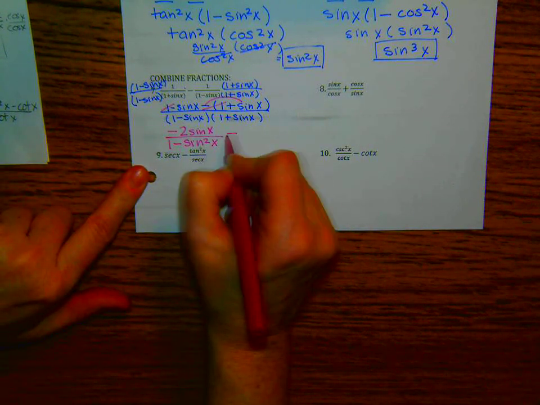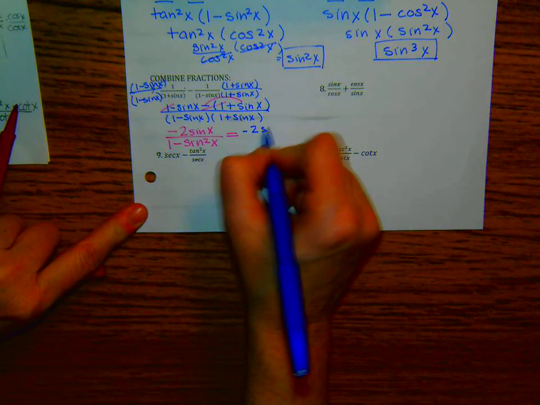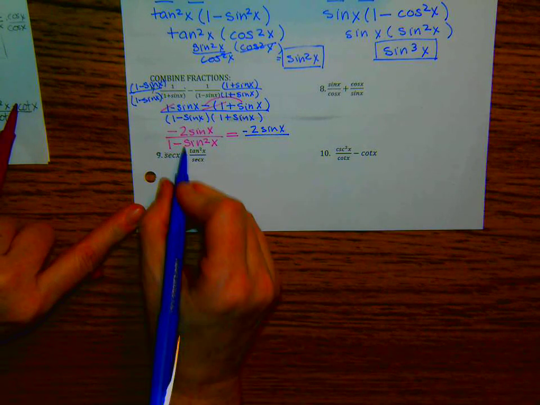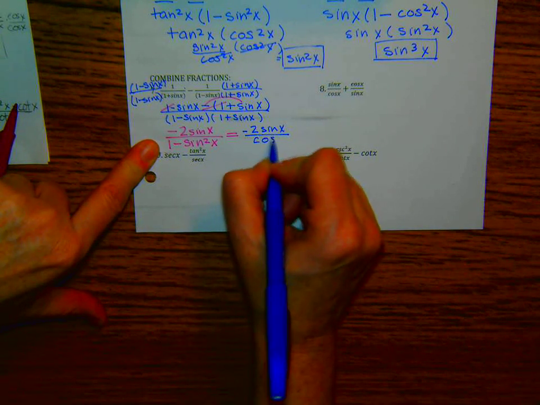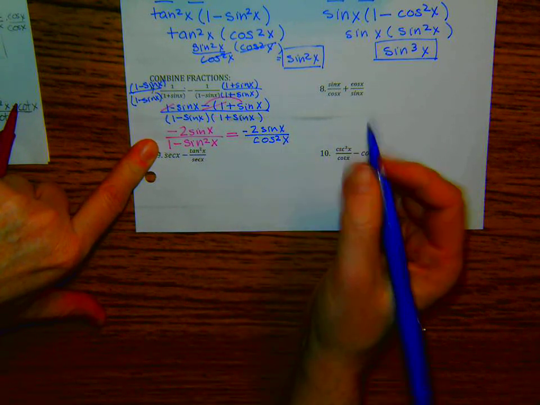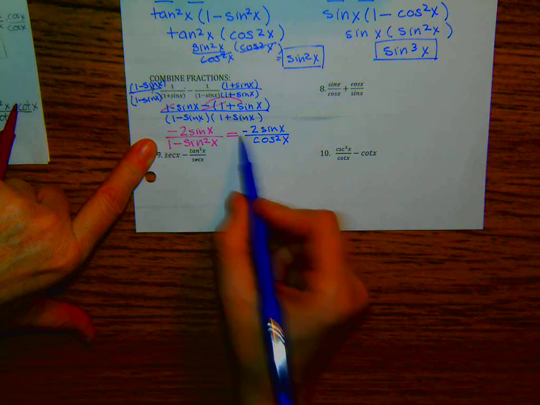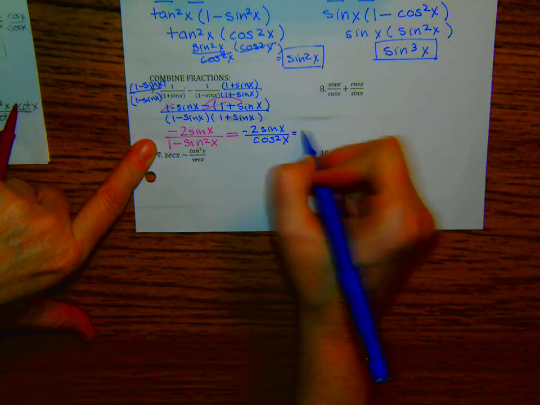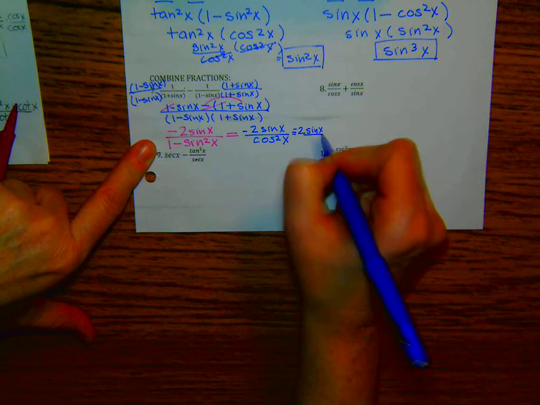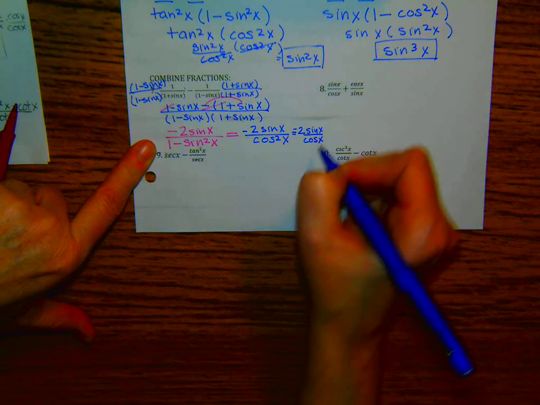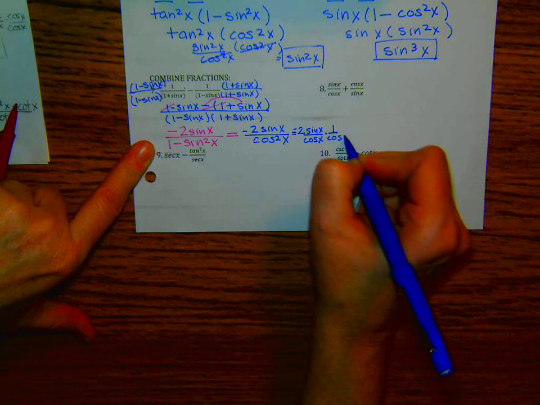Now, what does this become? This becomes negative 2 sine of x over, what is 1 minus the sine squared of x? According to Pythagorean identities, well, that is cosine squared of x. Now, we can further simplify this into negative 2 times the sine of x over the cosine of x. We could take one of those cosines times what's left, 1 over the cosine of x.